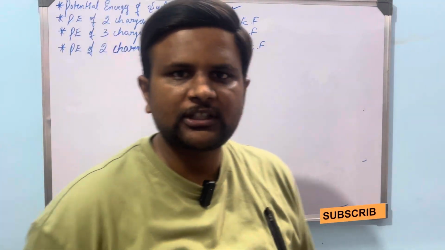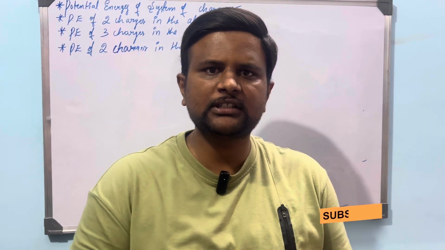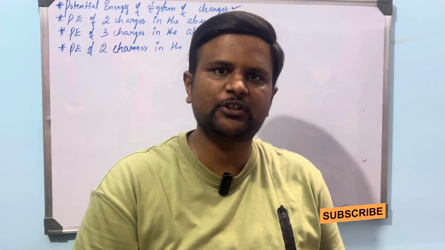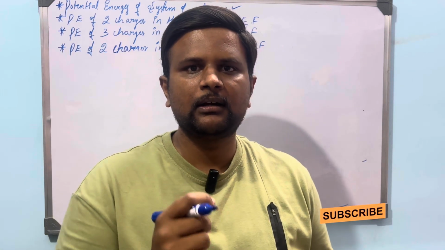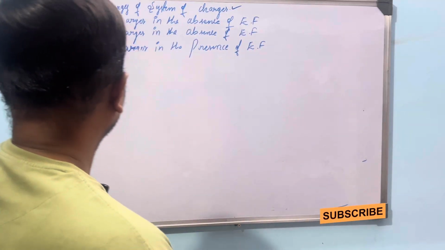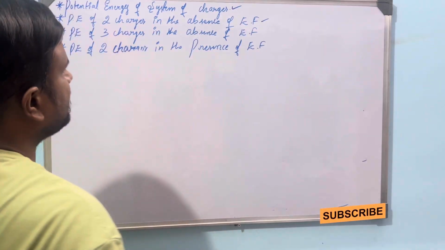Okay. So now understand what is the meaning of potential energy of a system of charges. It is the total amount of work done in bringing the charges from infinity to the given positions. This work done is only stored as potential energy inside the charges. So now, the derivation: potential energy of two charges in the absence of electric field.